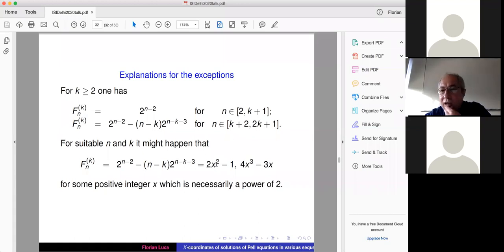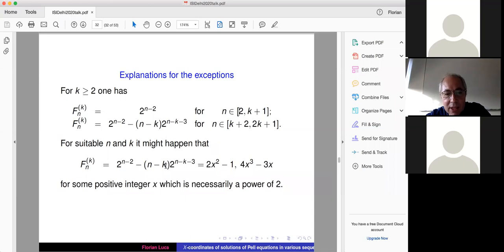Well, let's also look at the Pell equation and the x coordinates of Pell equations. For example, x2 is related to x1 in this way: x2 is 2x squared minus 1. And x3 is related to x1 in this way: x3 is 4x cubed minus 3x. So then what we said, let's suppose that this one is x1, and let's suppose that this one is x2 or x3. So I have to match this number with that number. When can I do that?